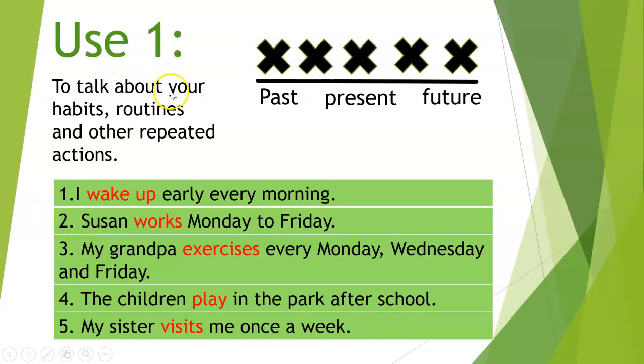Again, to talk about your habits, routines, and other repeated actions. So when we use the simple present verb tense for this, we're probably talking about something that we're doing right now for sure, but it's a habit that we had probably in the past and in the future as well. So let's take a look at some examples. Number 1, I wake up early every morning.